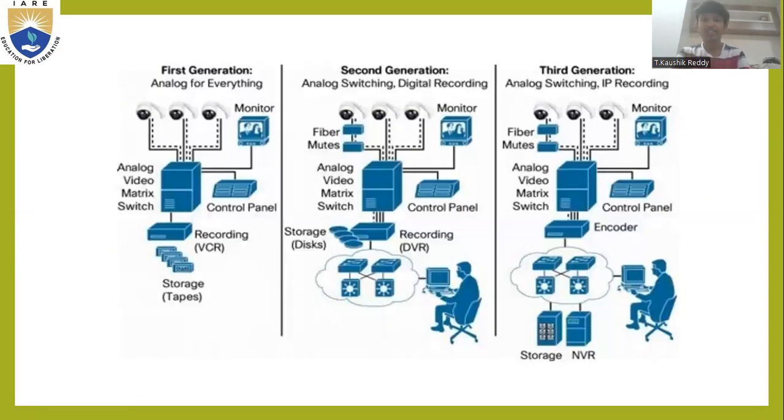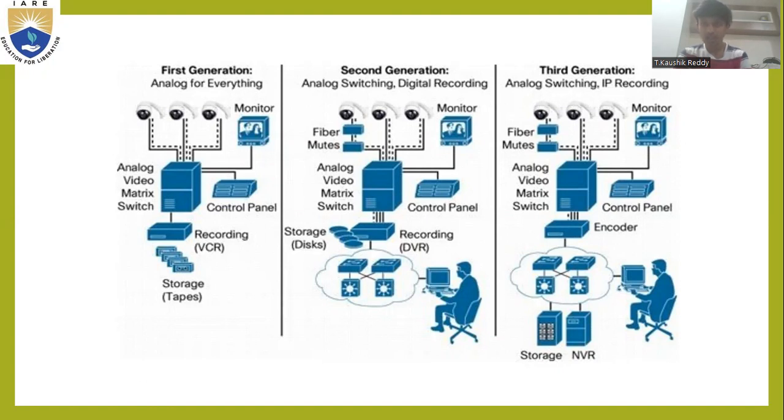First generation, second generation, and the third generation. The first generation is analog for everything: analog video matrix switch, next the monitor, then the control panel, then the recording VCR, then the storage tapes. Second generation: analog switching, digital recording, fiber, mutex, monitor, analog video matrix switch, control panel, storage disk, recording DVR.